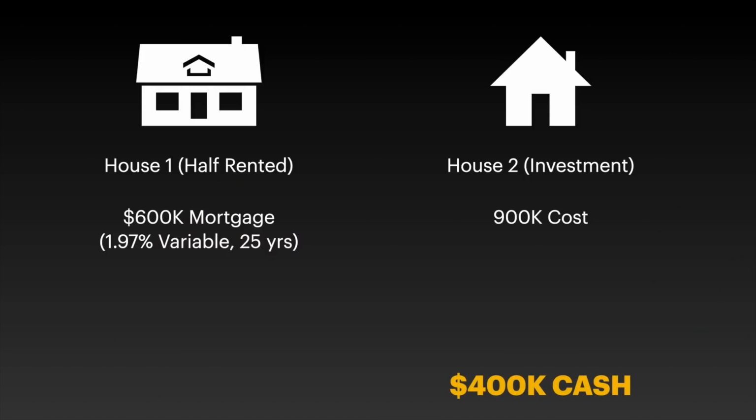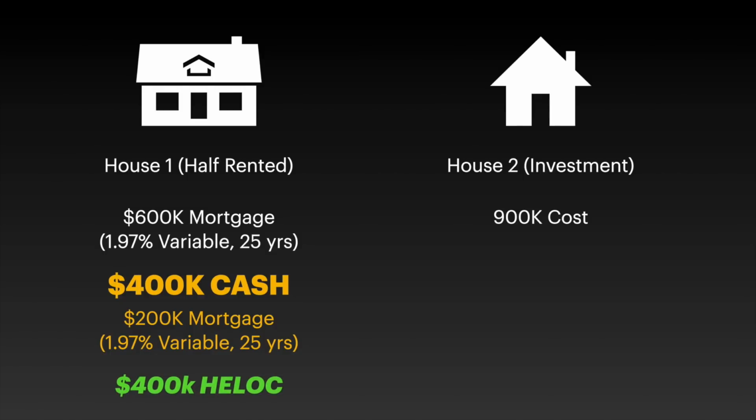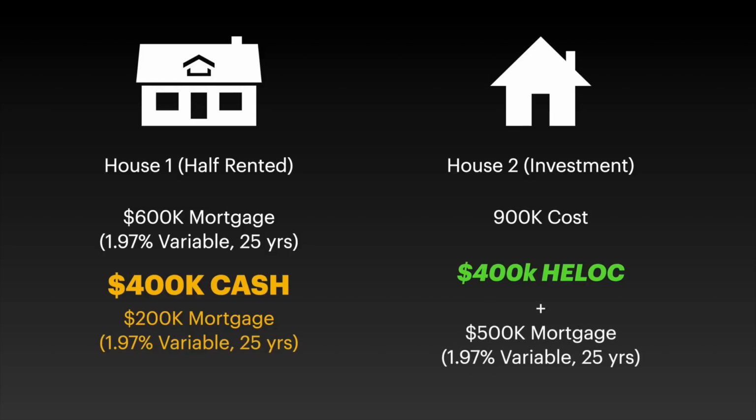We're first going to take all $400K to pay down our current mortgage. Doing that brings our mortgage from $600K down to $200K. Since that $400K we just paid is now equity in our home, we're going to borrow it back out as a home equity line of credit. Once we borrow that back out, we take that $400K and put it into our investment home as a down payment. Then we borrow the other $500K as a mortgage.